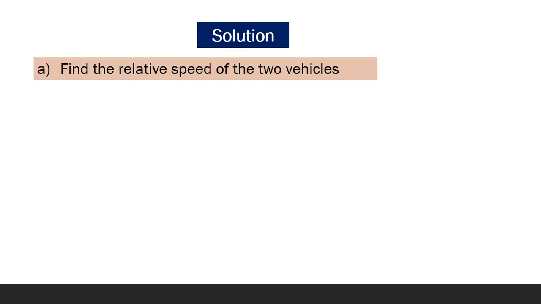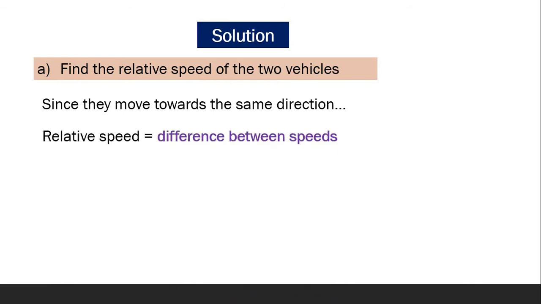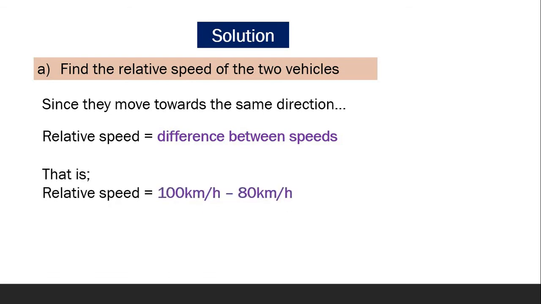So let's begin with A. Find the relative speed of the two vehicles. Now, since they move in the same direction, we get the difference of the speeds. So the relative speed is 100 kilometers per hour minus 80 kilometers per hour. That gives us 20 kilometers per hour.